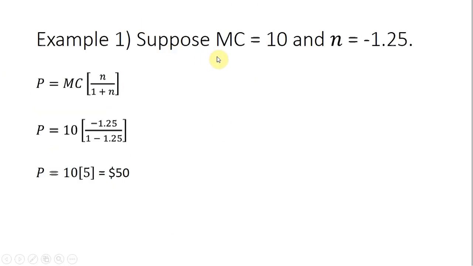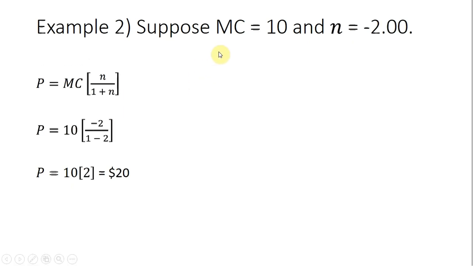Example 1, suppose a firm has marginal cost that is constant at $10 and the price elasticity of demand is minus 1.25. Plugging these values into our formula, we're going to see that the markup here is 5 times marginal cost: minus 1.25 divided by 0.25 gives us 5. And so the optimal profit maximizing price in this example is $50.